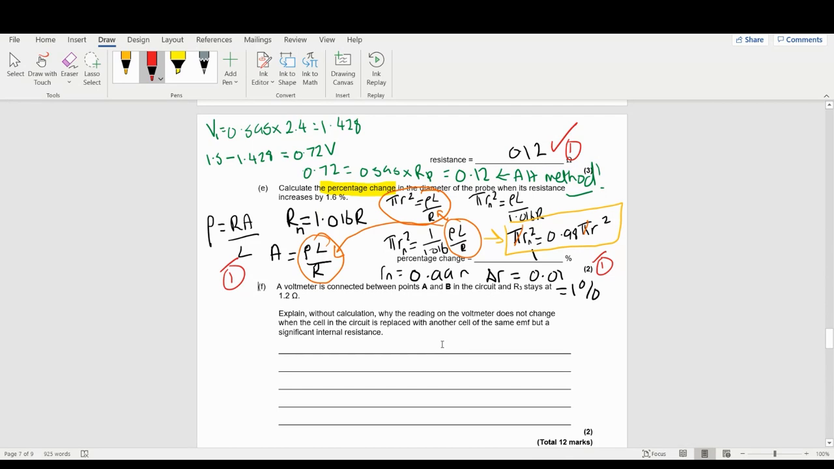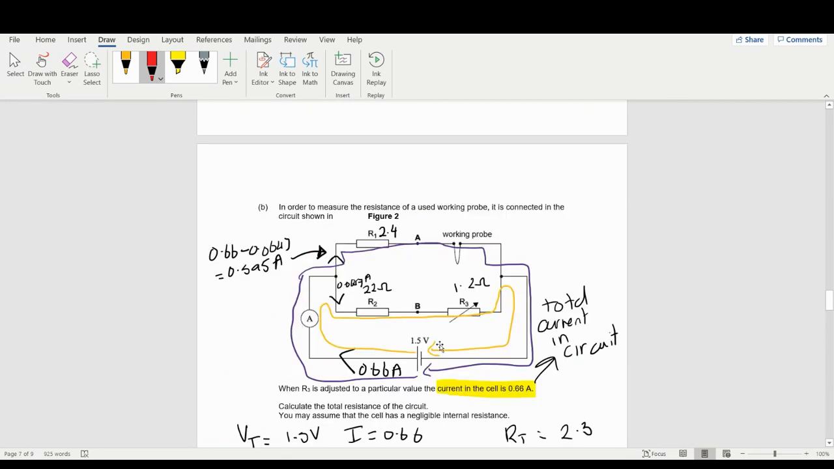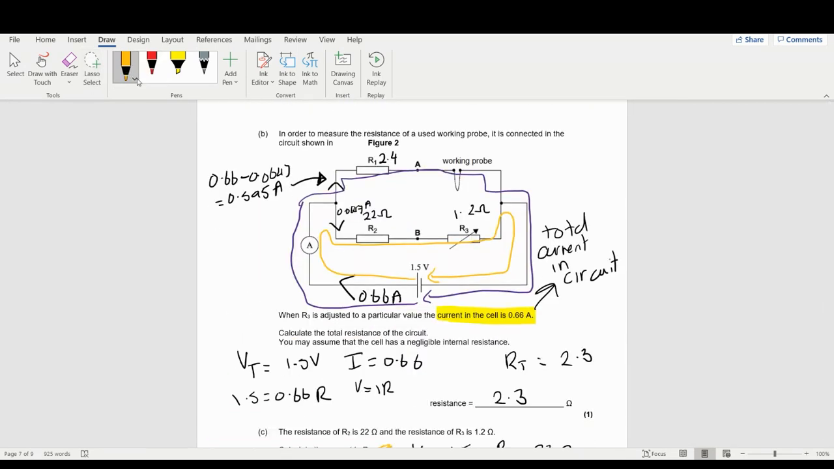So question F, a voltmeter is connected to these points here. What a voltmeter is doing when it's there is it's measuring what voltage is coming in from this one and what voltage is going to come in from this one. So in this case, let's actually work it out quickly, just so I can show you what it would read. In this situation, 22 times 0.0647, so the voltage across this one is 1.42 volts.